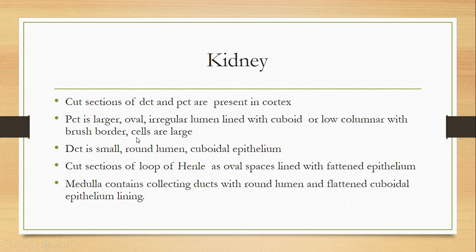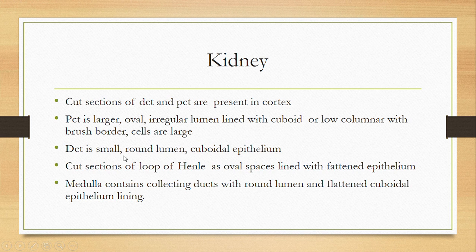Then how it appears under the microscope: cut sections of PCT and DCT are present in the cortex. PCT is larger, oval, with an irregular lumen lined with cuboidal or low columnar epithelium. The specialty of the epithelium is that it is brush bordered. We have drawn the brush border, that is the microvilli. The cells are large.